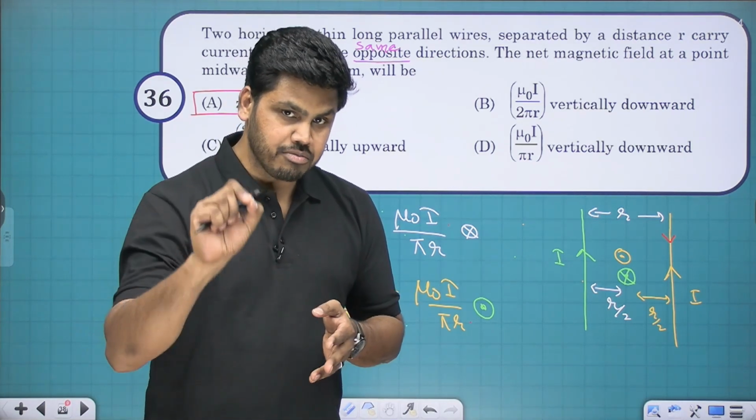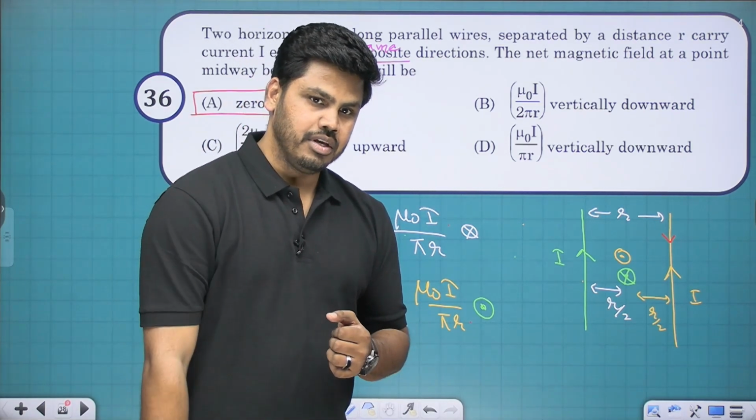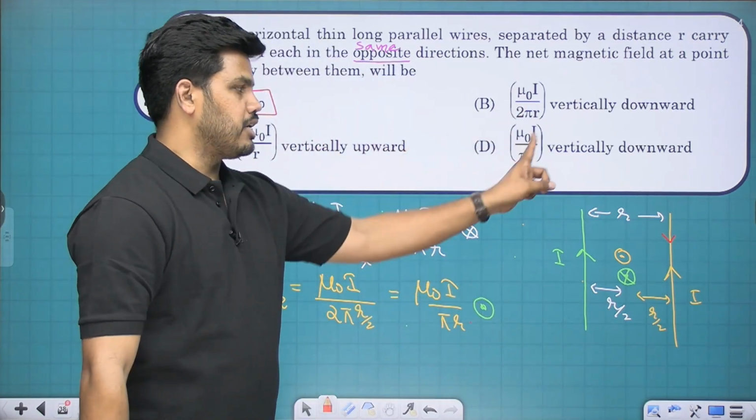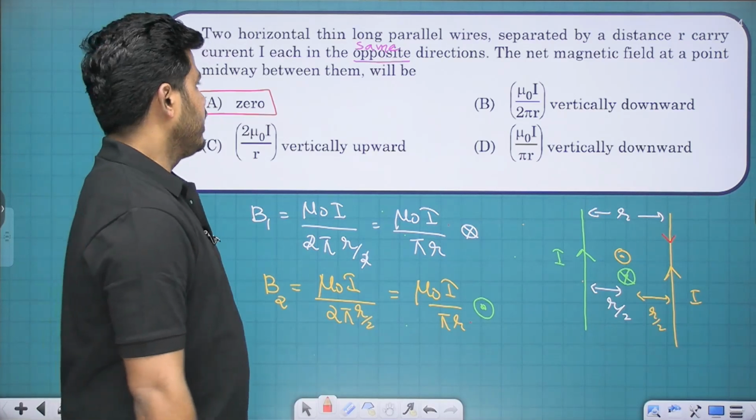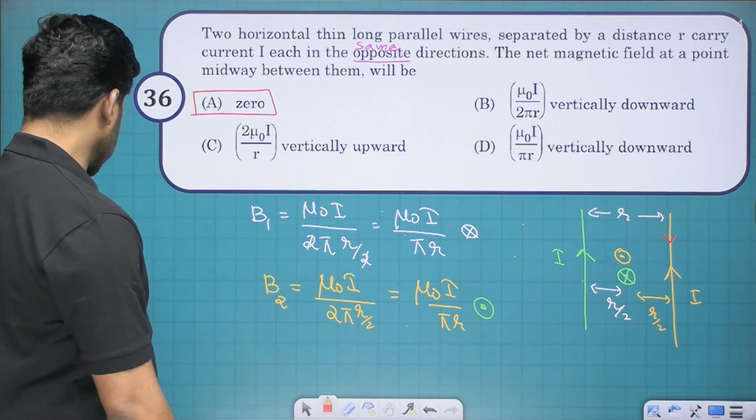I am talking about if the current were in opposite direction, okay? When you try this, you won't get any matching option here. That is why we considered current in the same direction, okay? So note the change in question number 36.